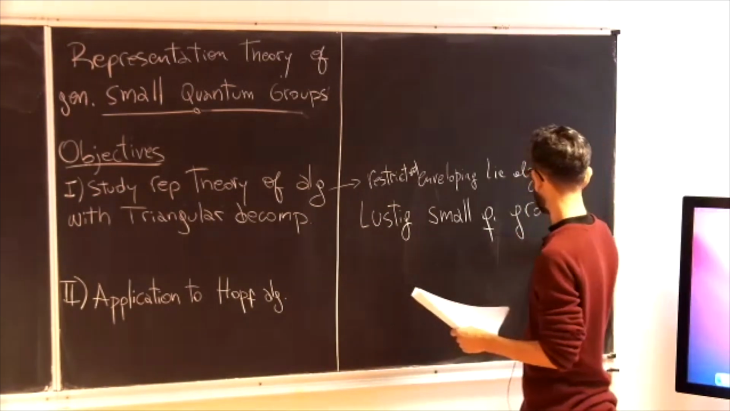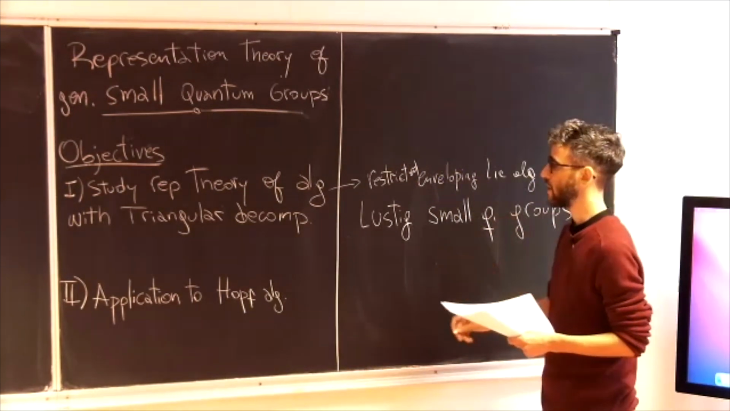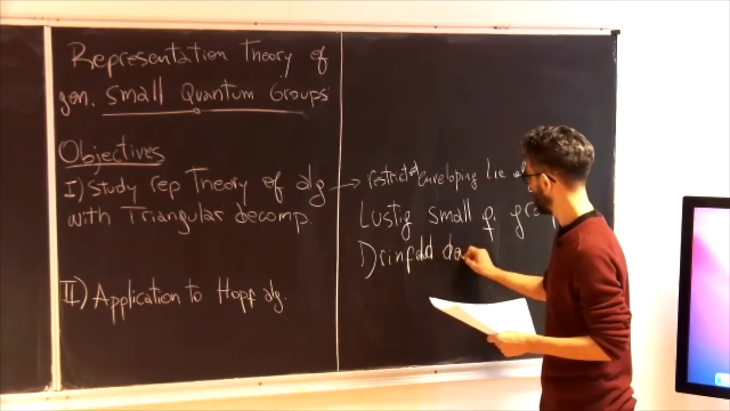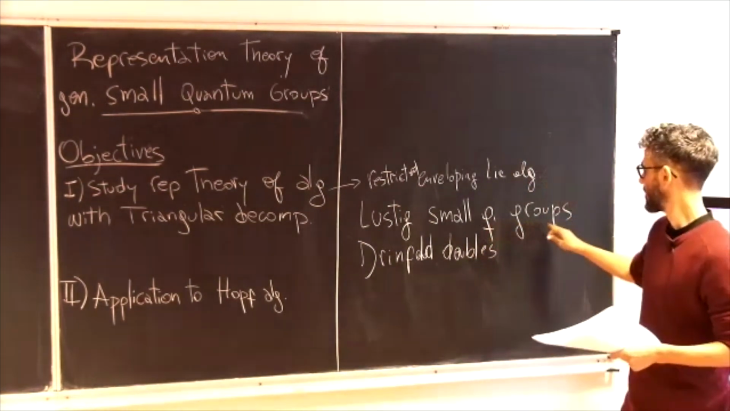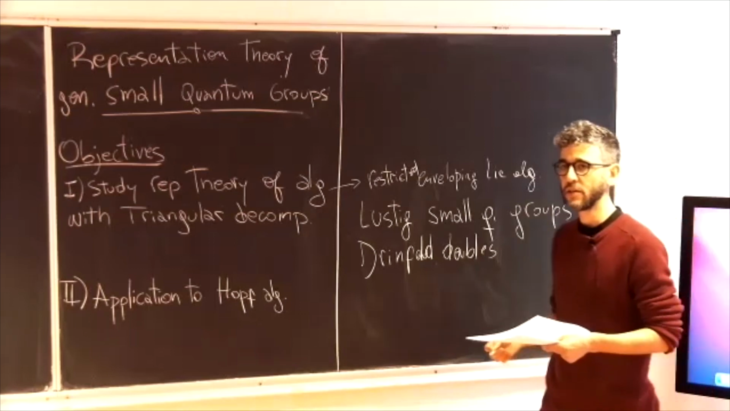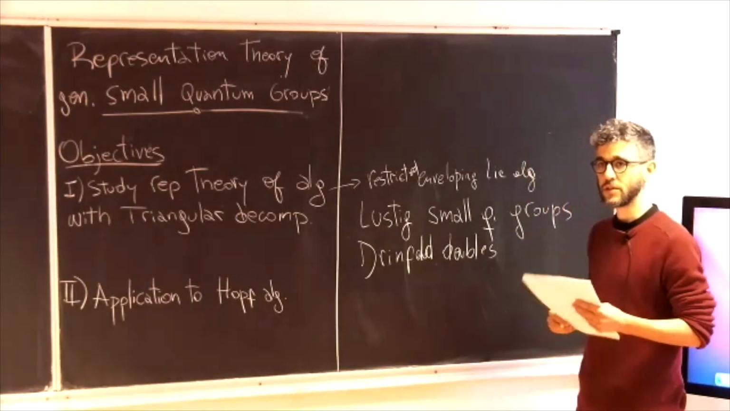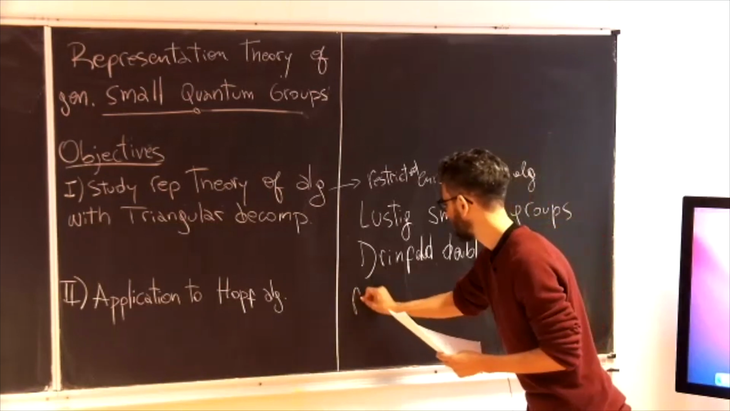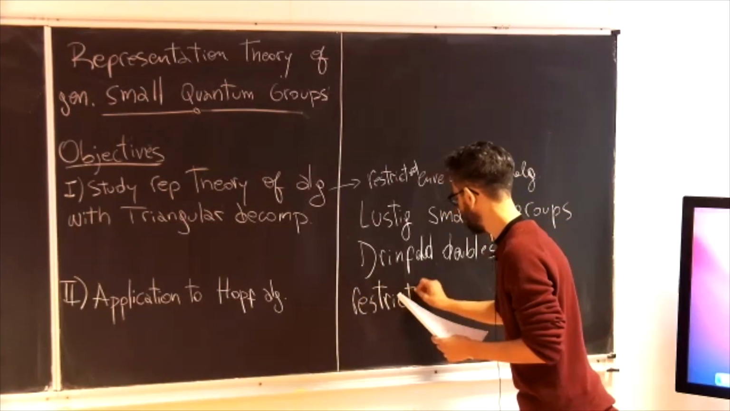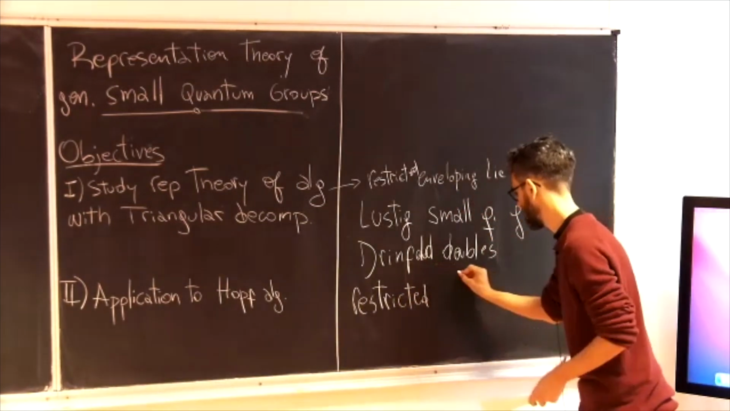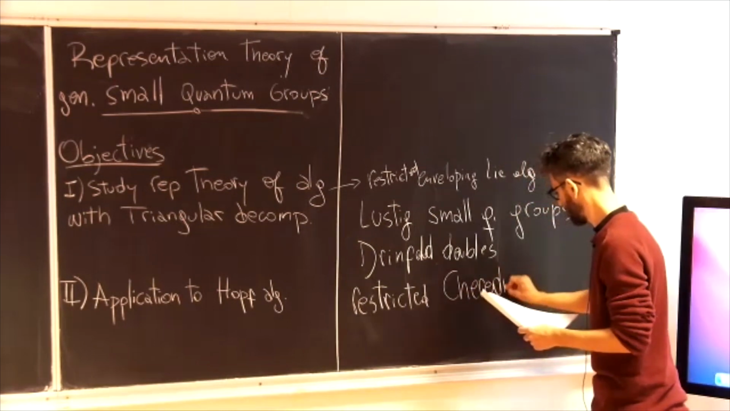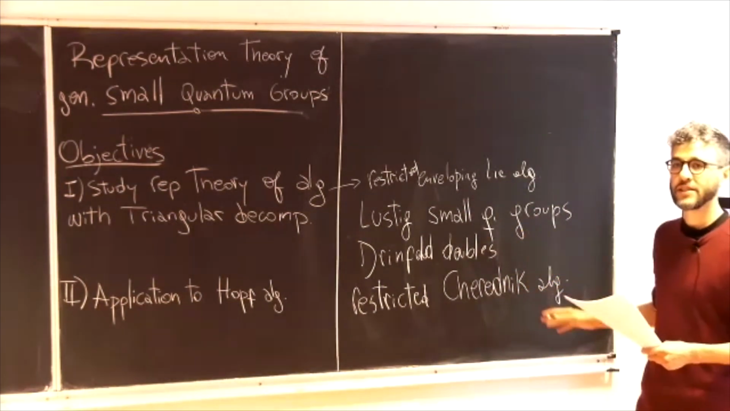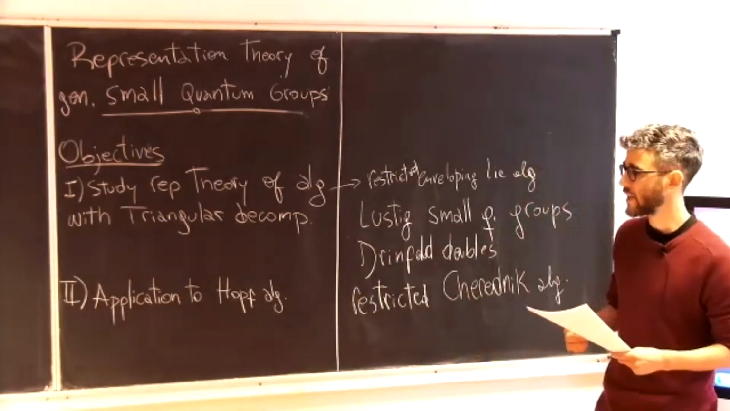And in a more general context, what I will talk about in the second part are these Drinfeld doubles, which are certain generalizations of the small quantum group. I will define them later, maybe in the third stage of the course. And another example of algebra with this triangular decomposition are the restricted Cherednik algebras. These are very important examples of this kind of algebra which we will study.